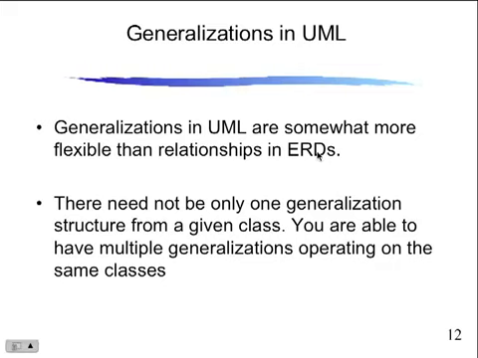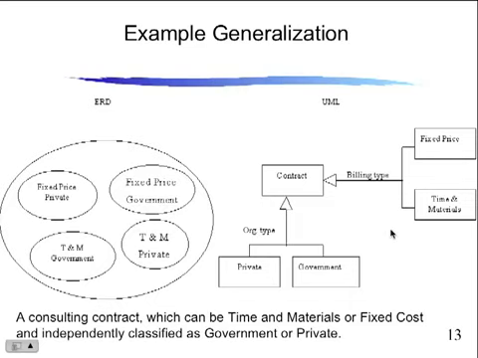More often you'll see the association versus the generalization, but it's basically all replacing the relationship concept. There need not be only one generalization structure for a given particular class. You might have multiple generalizations operating on the same class. And here's a classic example of what you can do in UML that you can't do in entity relationship diagramming.